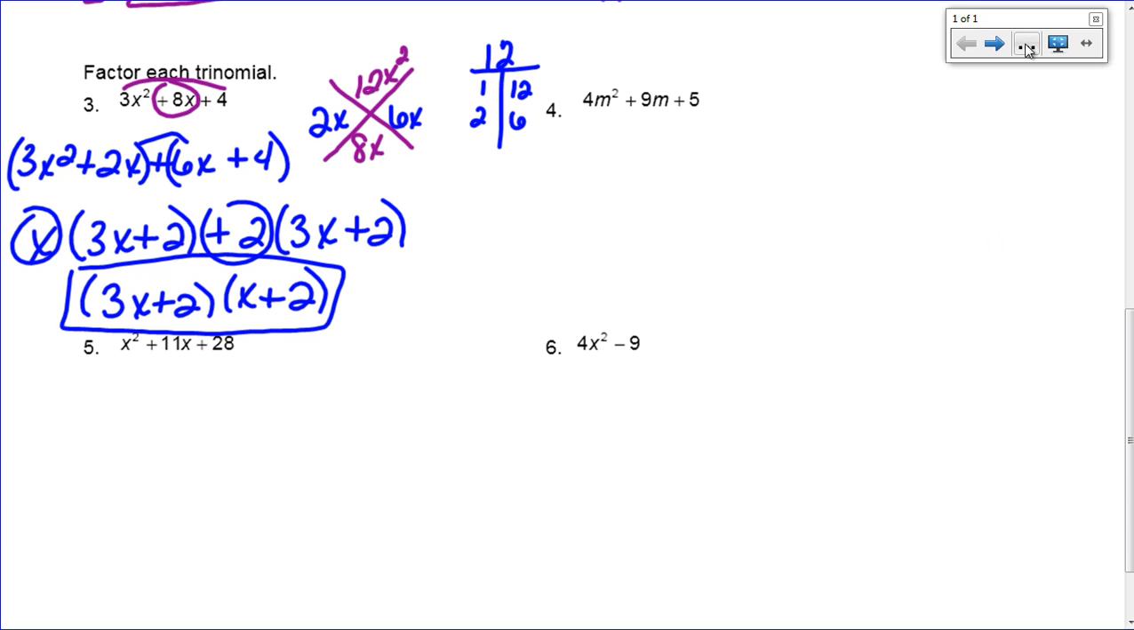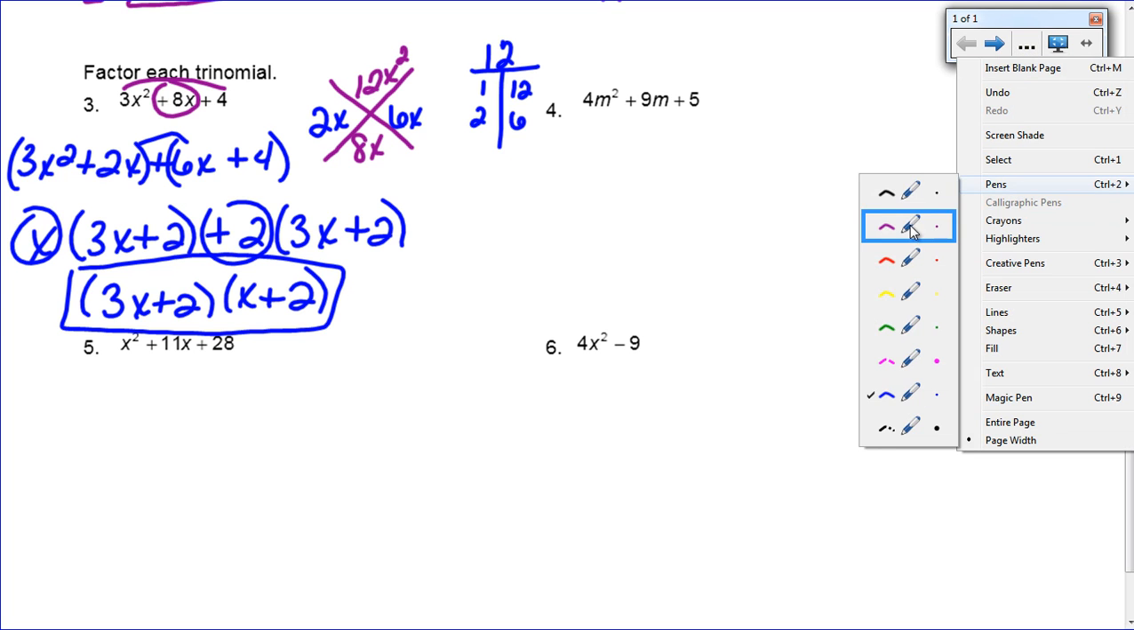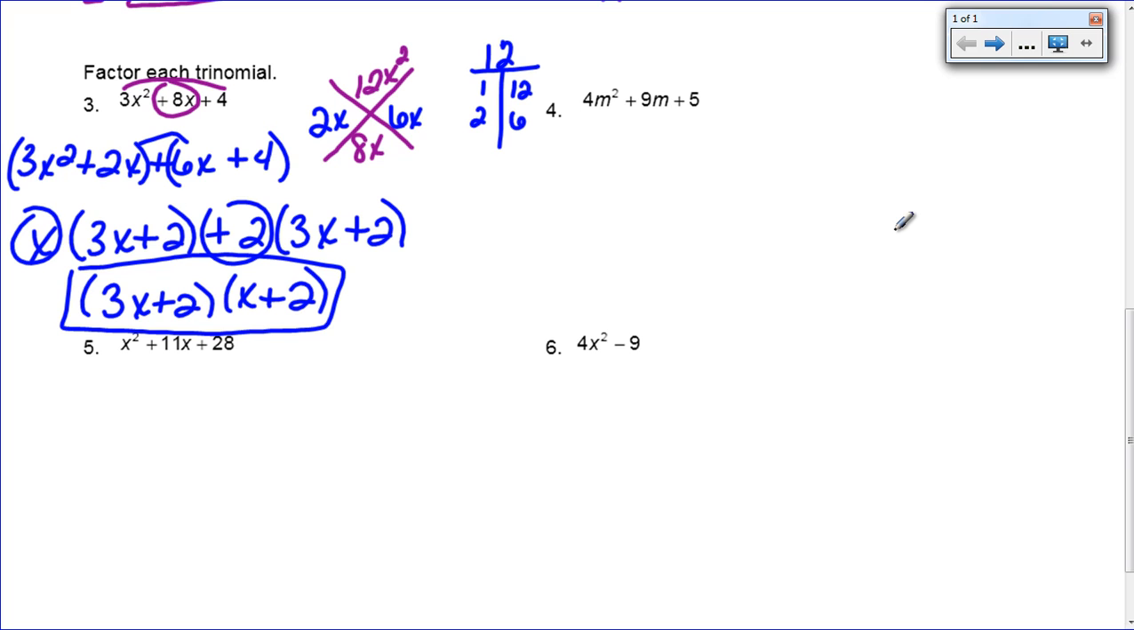So now let's talk about the box method, because it's very similar. It's going to work the same as what we just did, except we're going to use a box instead of the grouping method. Again, you start the same way. We multiply a times c. Well, 4m squared times 5 becomes 20m squared.